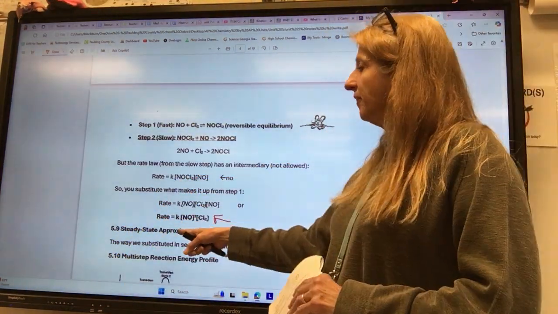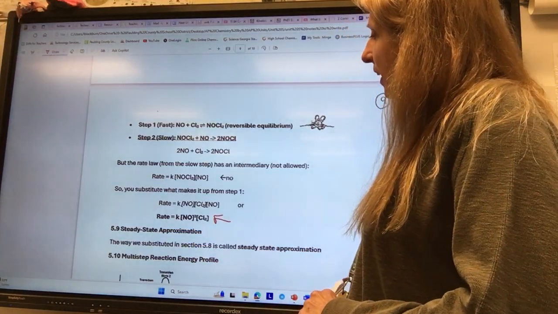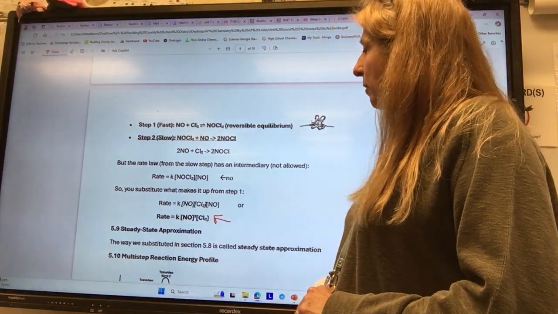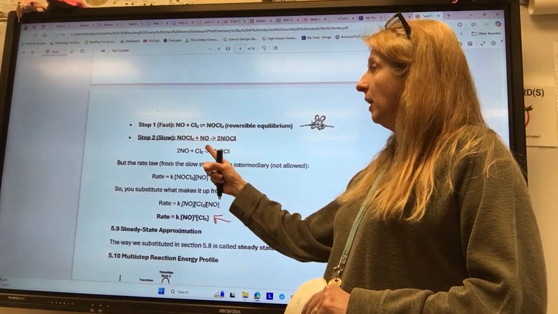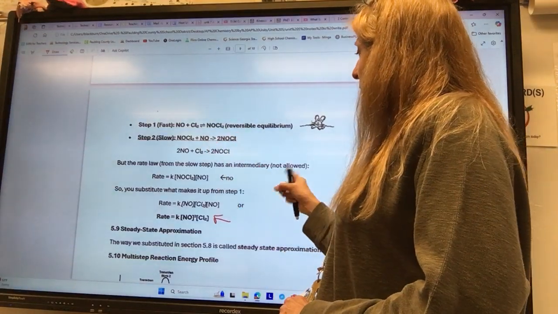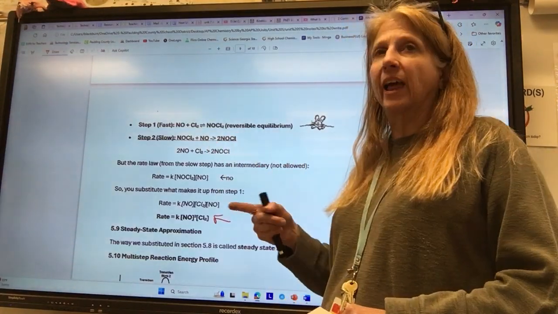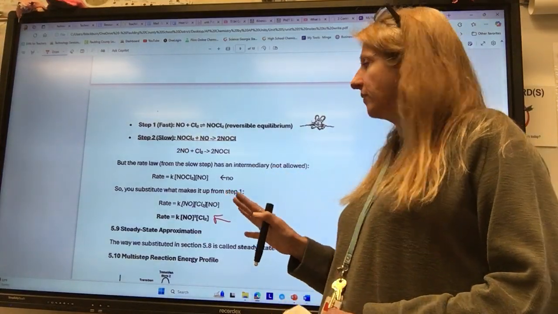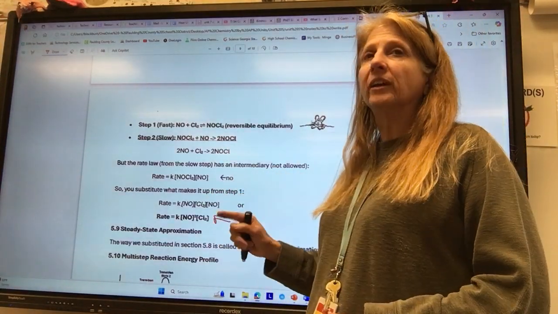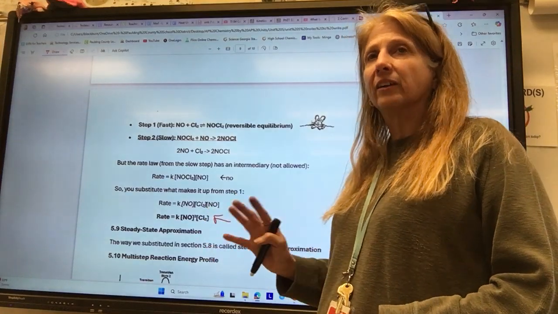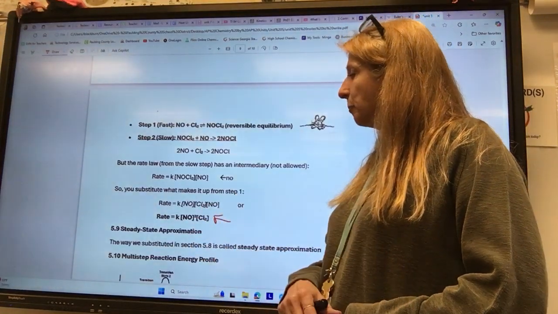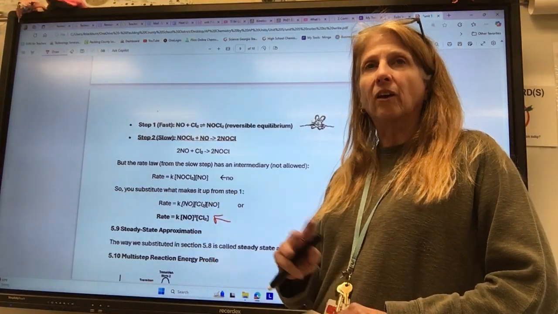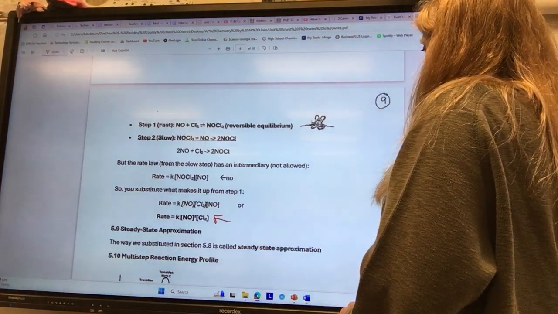Now, what we just did, section 5.9, is called steady state approximation. We could call it substituting in when you have an intermediary that's not allowed, and that would make sense. But we're nerds, and we like fancy names for things in science. So substituting in for an intermediary that's not allowed is called steady state approximation. That's all there is to that unit. Look how great this is.